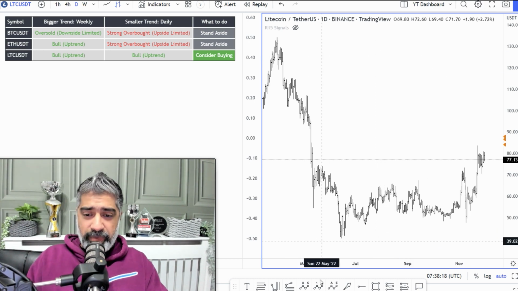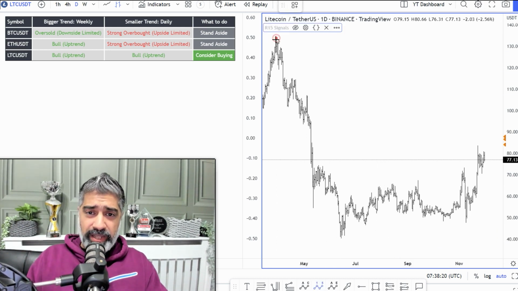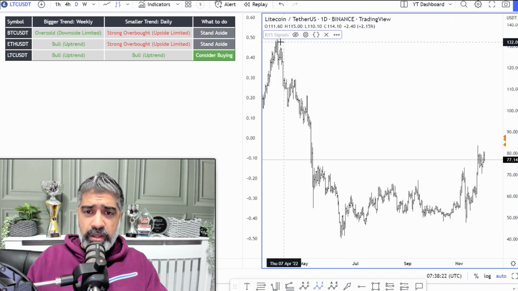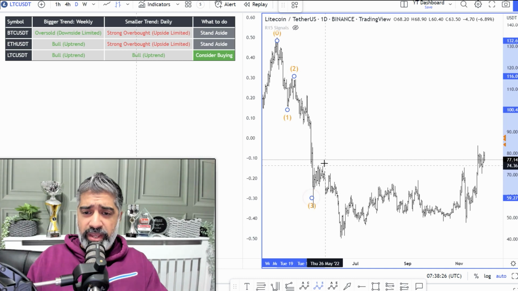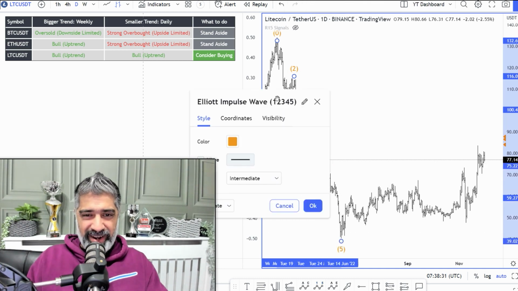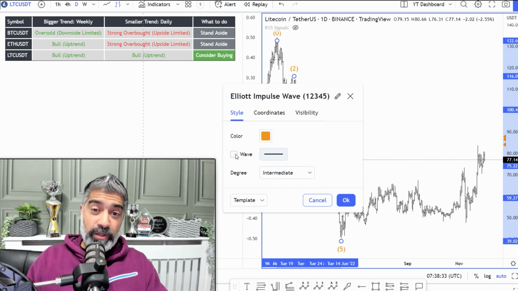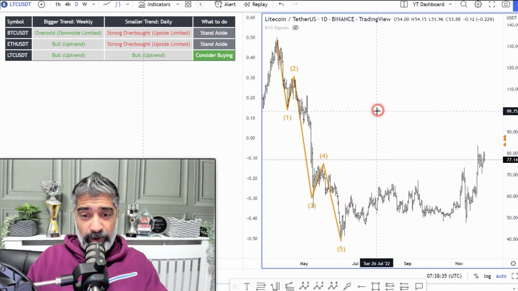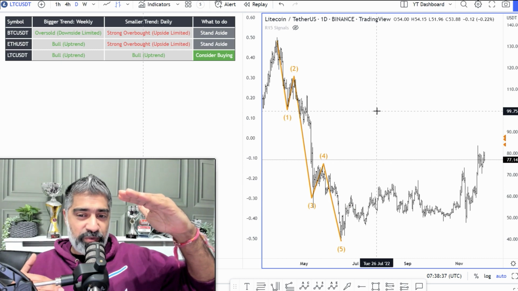So we've got this nice move to the downside, and it looks like a pretty clean, if I can draw it here, a pretty clean wave 1, a wave 2, a wave 3, a wave 4, and a wave 5, right? So that's pretty clean, right? We don't even need to zoom out even more. We can just look at that and go, it's a pretty impulsive move to the downside.